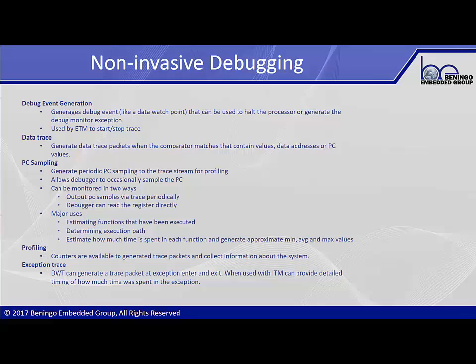We can set up counters, generate trace packets, and collect that information at periodic periods of time, and even do exception tracing now, where we generate a trace packet when an exception actually occurs. We can send that over ITM and get a great level of detail into the timing of how these events and exceptions are occurring. We even have the ability to decide whether we want to see all the events occurring in our system, or only focus on a small set of them.